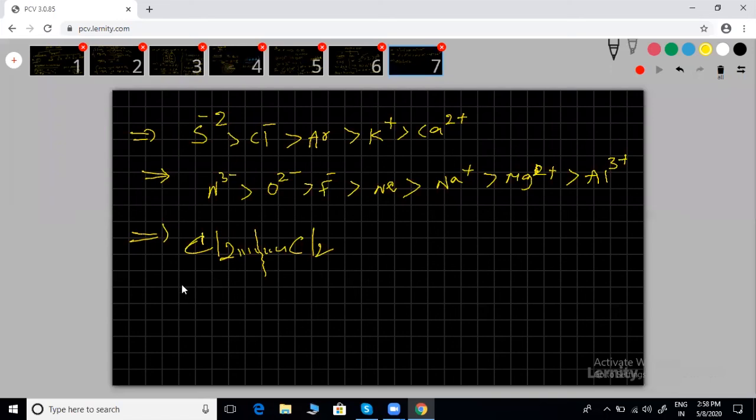Clear. So what is the size order here? The van der Waals radius is the highest, so I give van der Waals radius first. Then metallic radius for metals, and next covalent radius. This is the order.